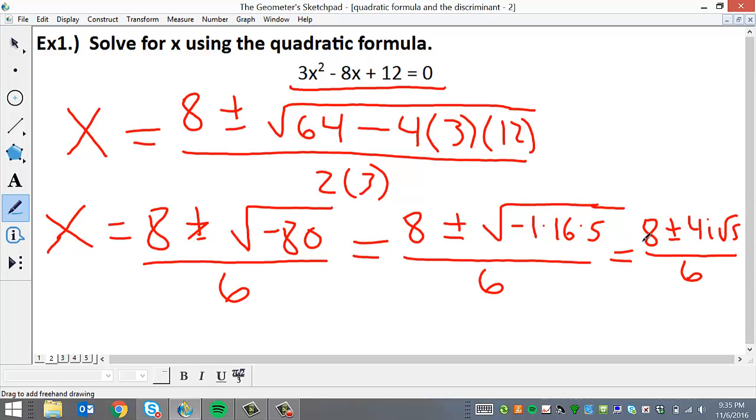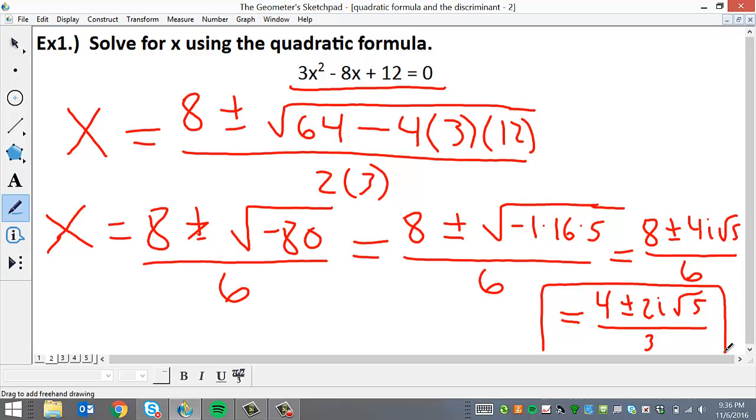There's only one really small thing that I would have you do to simplify this further. So a little trick. Everybody look at this. You notice how 8, 4, and 6 all have a common factor of a 2? Well, you can actually factor a 2 out by dividing all three of those coefficients by 2, and you get 4 plus or minus 2i root 5. Leave the root 5 alone. You can't divide that by 2. All over 3. And that would be your final answer.